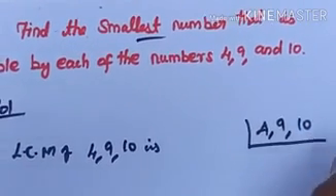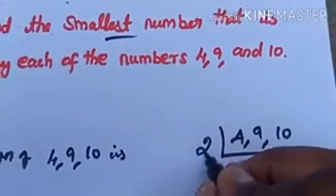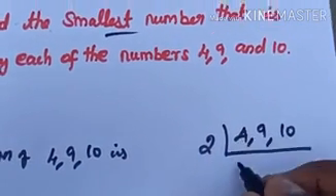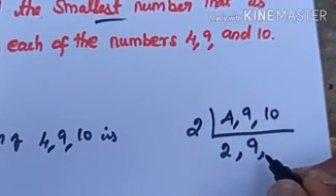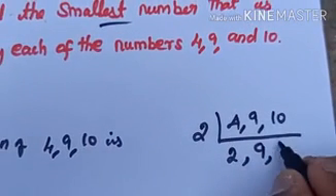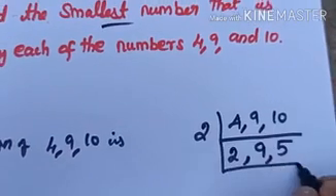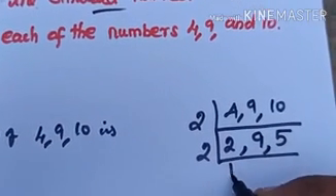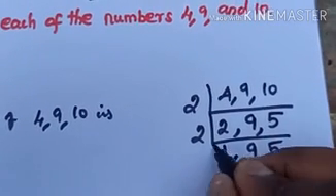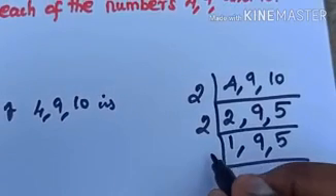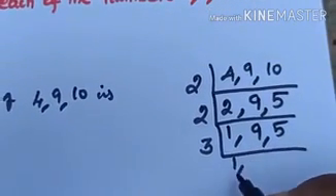Just take any of the table. If I take 2, 4 is divisible by 2, so how many times? 2 times. But 9 can't be divided, so you take it as it is. 10 takes 5 times. Again you go with 2. 2 in 1 times. 9 you keep the same, 5 you keep the same. 9 is divisible by 3, so 1 you keep the same.